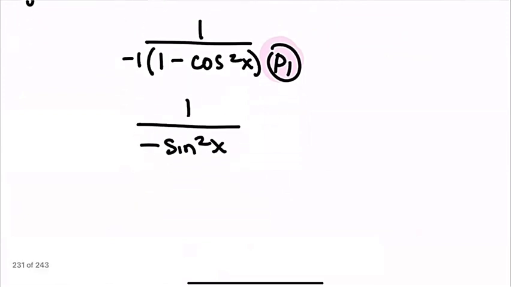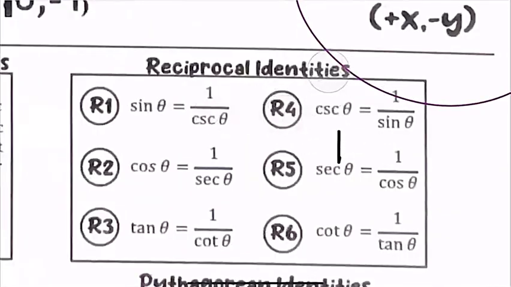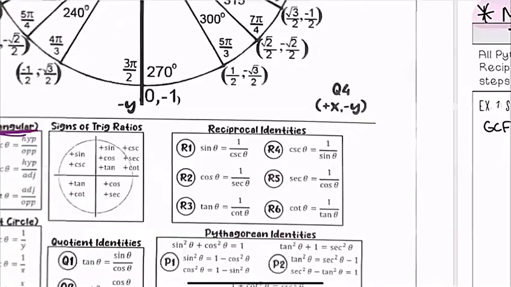The last thing I'm going to do is get this into just one ratio. I have 1 over sine squared. Up here, looking at my R's, that would be right here. So cosecant is actually equal to 1 over sine, and that is R4.